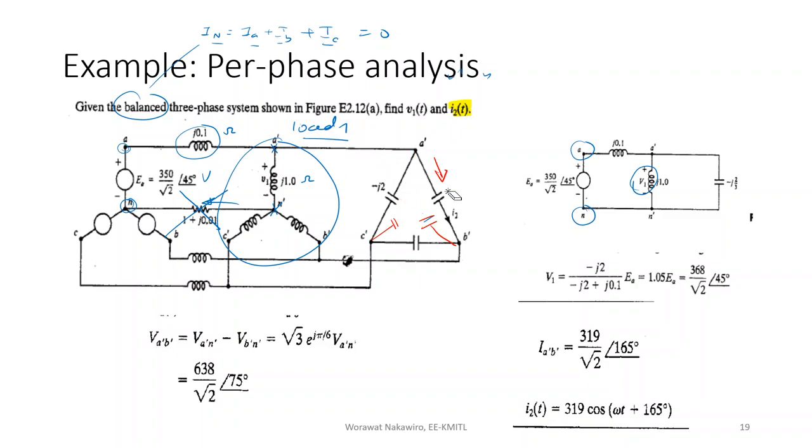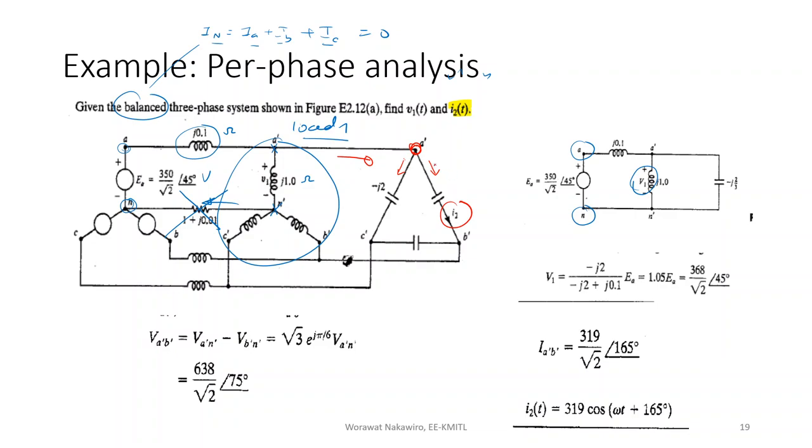If you see from the KCL at this point A prime, the current flowing in is the line current here. There are two division paths, because the current entering this point A prime can go this way or it can go this way. So the I2 here is not equal to the I flowing in this path. So you need to divide this.